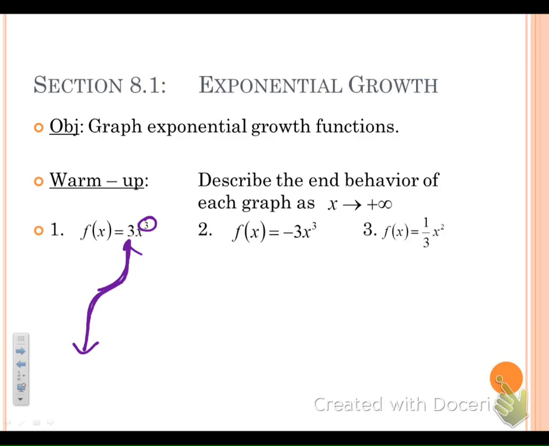And if I'm talking about as x approaches positive infinity, we said this means goes to the right, or the right arrow. So if I look at the right arrow in this graph, it's approaching positive infinity. The way we write that is f of x approaches positive infinity.